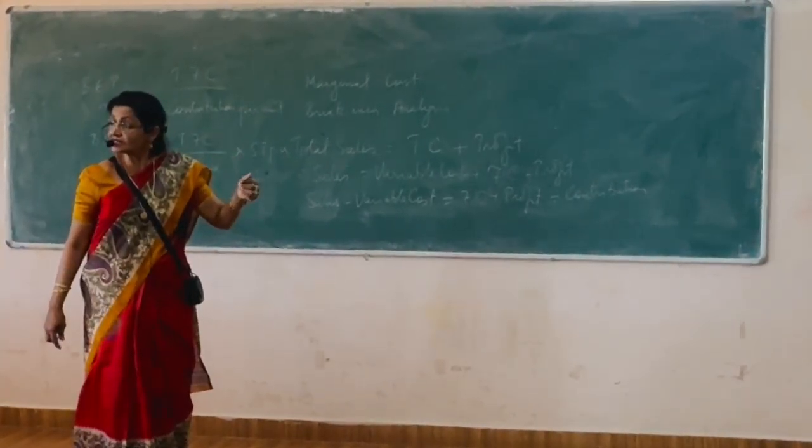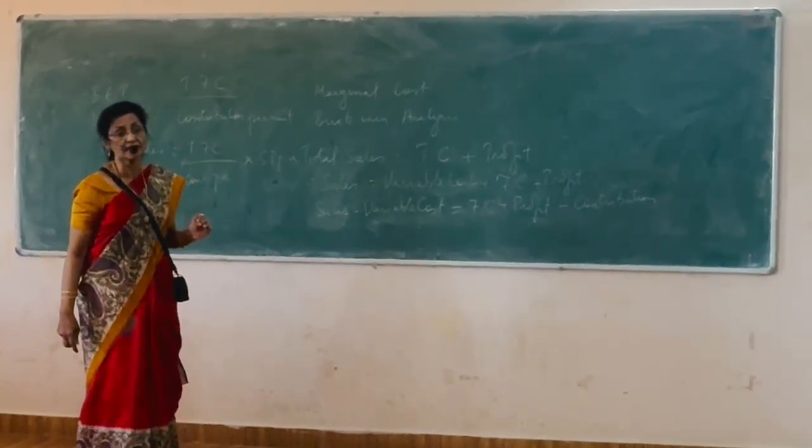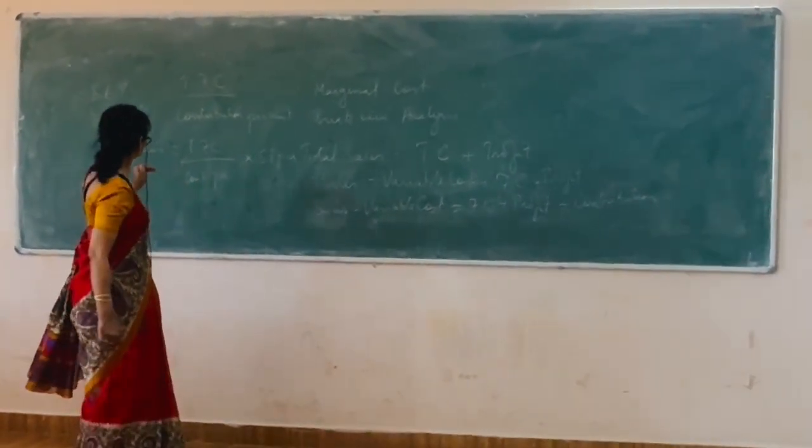Profit and any sales below the break-even sales limit imply that the firm is making a loss. Okay, so that is break-even sales.